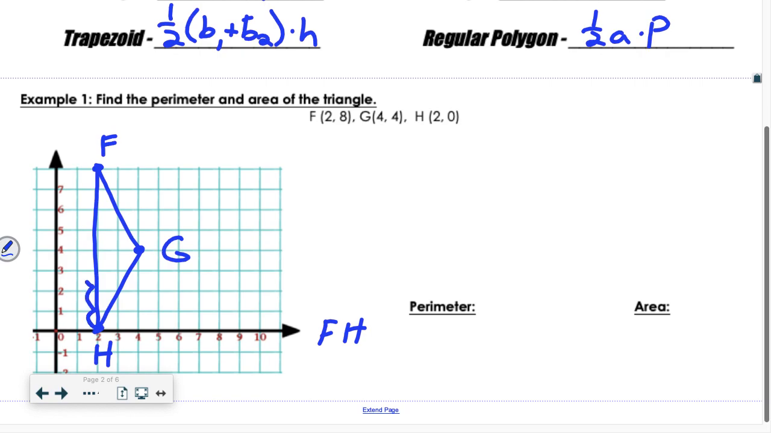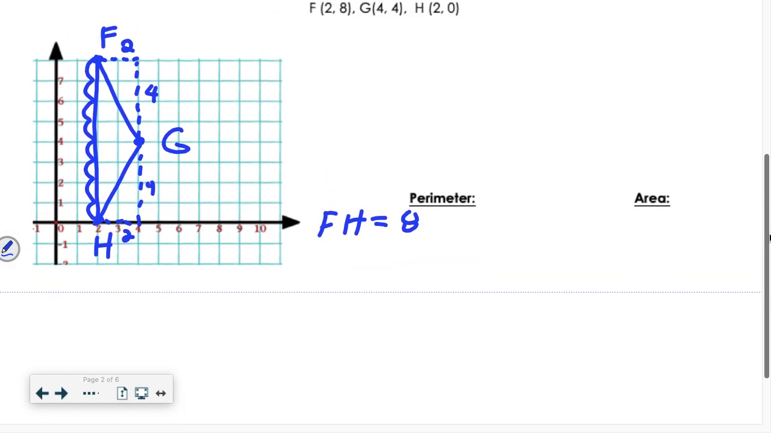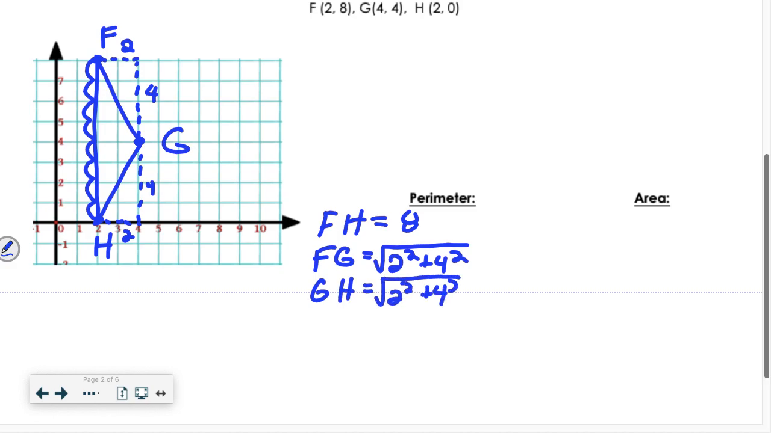So that's going to be 1, 2, 3, 4, 5, 6, 7, 8. We will have to do a couple other things for FG and GH. If we look at this, we make our right triangles. We have sides of 2 and 4, and same thing for GH. We have 2 and 4. So, I'm going to work through this using Pythagorean theorem. So FG is equal to the square root of 2 squared plus 4 squared. GH is going to be the same thing. GH is going to be the square root of 2 squared plus 4 squared. Both of these will go to the square root of 20.